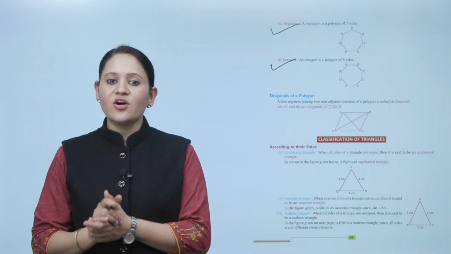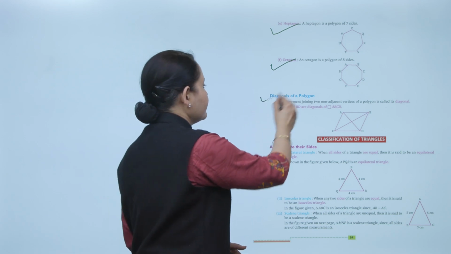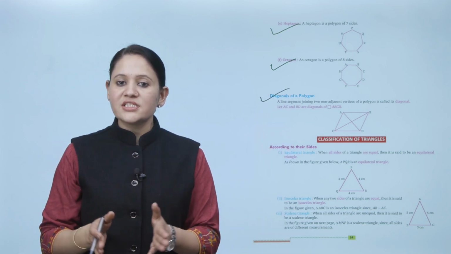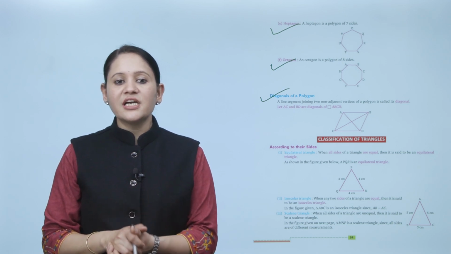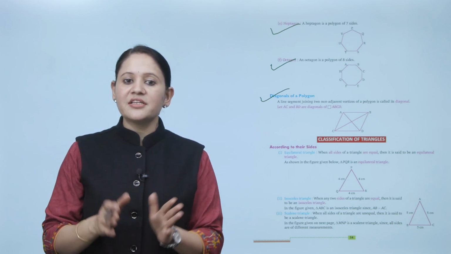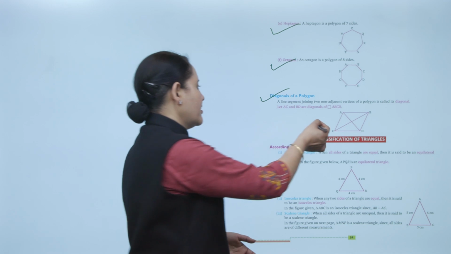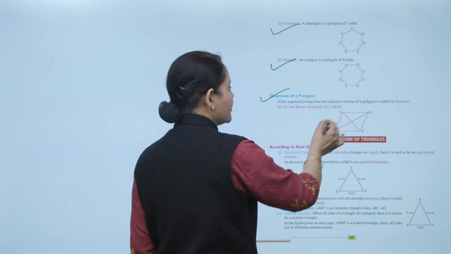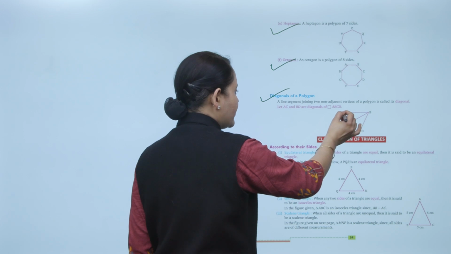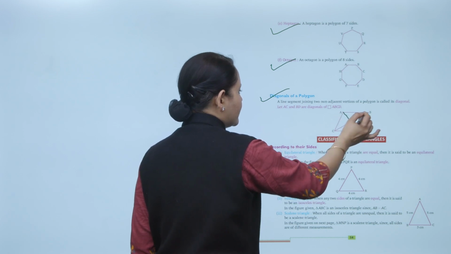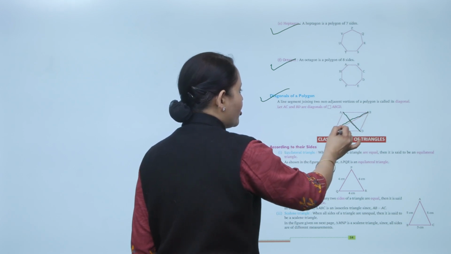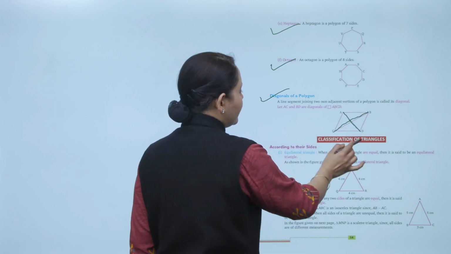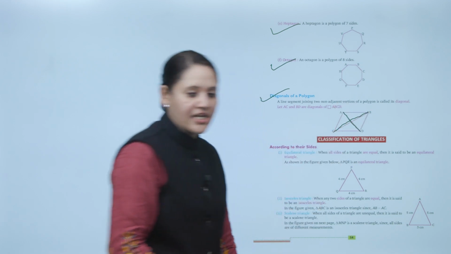Next is diagonals of a polygon. A line segment joining 2 non-adjacent vertices of the polygon is called a diagonal. Let AC and BD be the diagonals of ABCD; it is a square, but here it is a quadrilateral. So if we join like this, these are the non-adjacent vertices. If we join them, we make the diagonal. Here AD and BC are the diagonals.